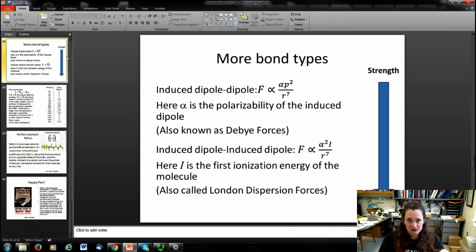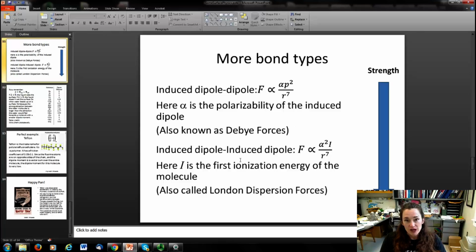Okay, more bond types. Let's say that you have an induced dipole interacting with a dipole. Well, in that case, the force is proportional to the polarizability of the nonpolar thing, alpha, times the dipole moment squared divided by r to the 7th. Okay, so now the distance dependence is even stronger, which makes that force even weaker. These are known as Debye forces.